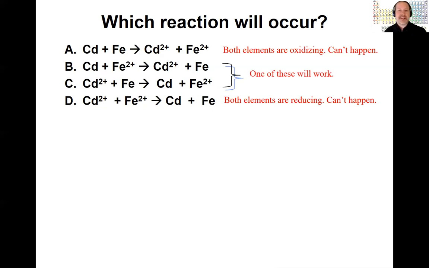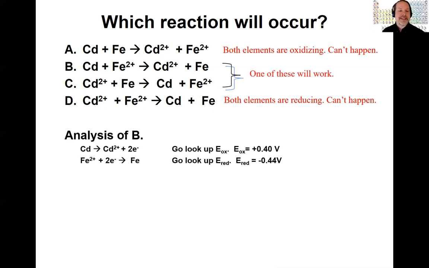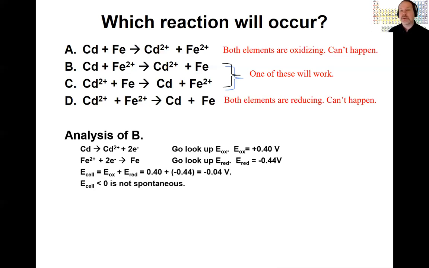How do we know? Let's analyze B. So when I look at B, I see that cadmium is a product going to cadmium plus 2. That means it's oxidizing. So I go look up the reduction potential for the cadmium ions, and I flip it around so it matches my chemical reaction right here. So that gives me an oxidation potential of 0.4. Now iron plus 2 is being reduced, and I can just grab its reduction potential from the table, and it's negative 0.44 volts. So I'm going to add the oxidation and the reduction potentials together, and I get a negative 0.04 volts. Oof, not a whole lot, and it's negative. So we're going to see that this is actually a non-spontaneous chemical reaction. This is less likely to go.